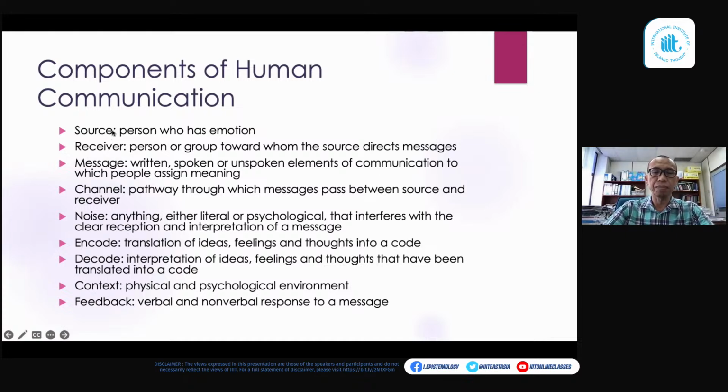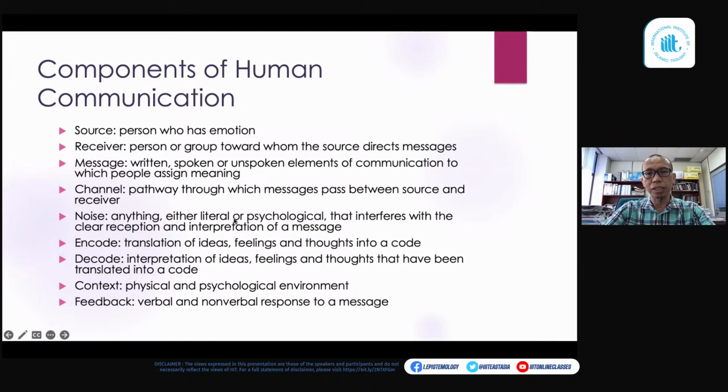Once again, I just want to reiterate my point. In any context, it is very hard for you to simply function as a source only. You can be a source and, at the same time, also a receiver. Then of course you have the message, any ideas that you want to share with someone else. Then the channel, which is your way of delivering the message. And then of course noise, which can be literal or psychological.